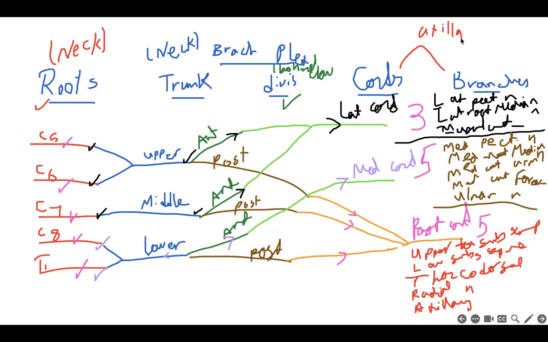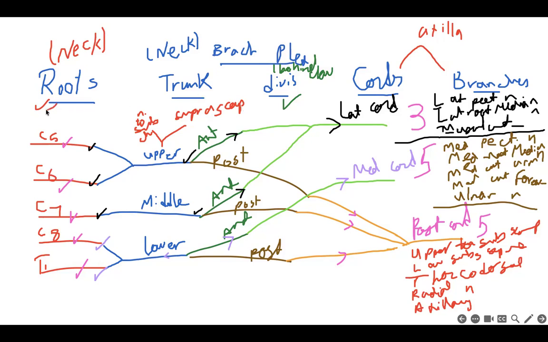No. The upper trunk gives two branches and the roots will also give two branches. What are the branches from the upper trunk? Nerve to subclavius, the subclavius muscle, and suprascapular nerve, which supplies the supraspinatus and the infraspinatus. So the branches from the upper trunk are two: nerve to subclavius and suprascapular nerve, which supplies the supraspinatus and the infraspinatus.